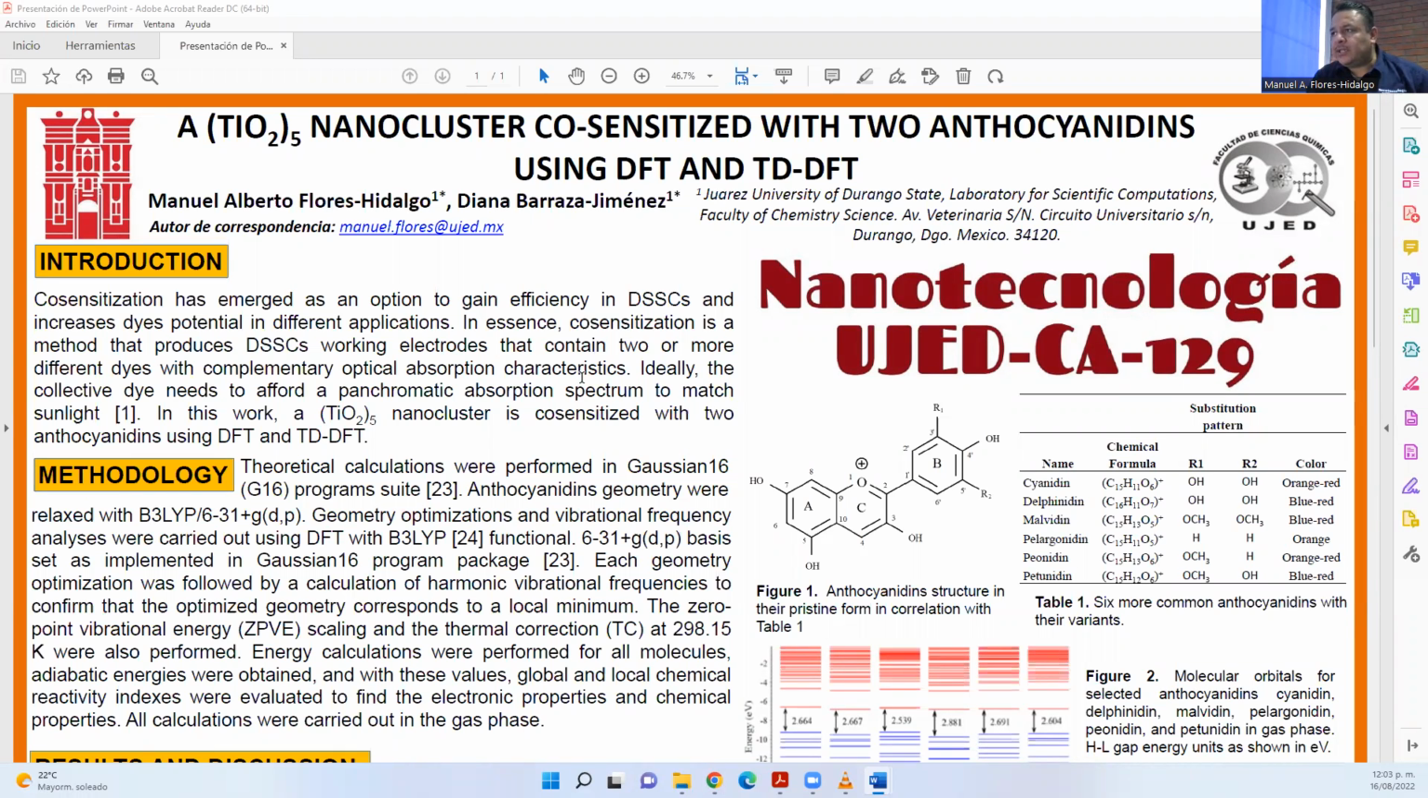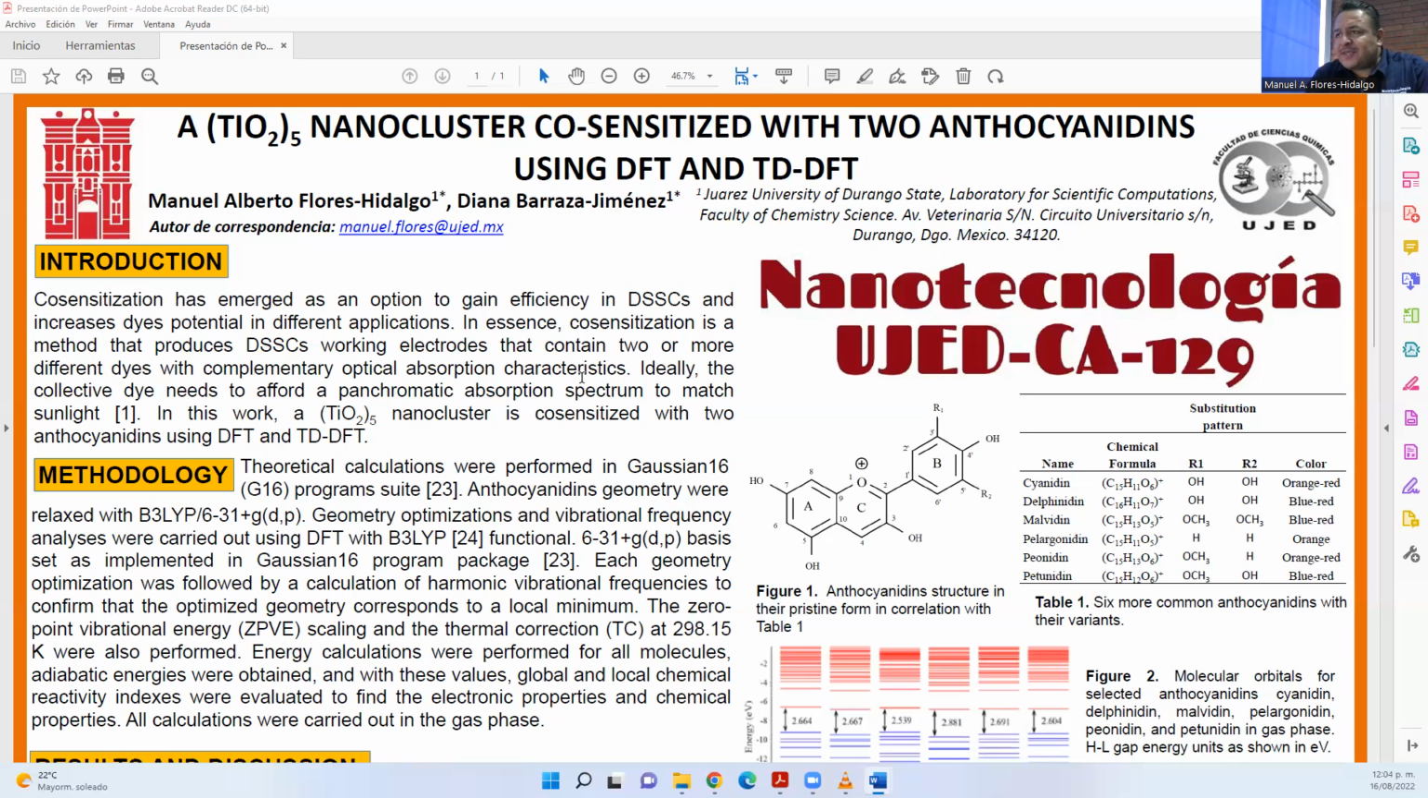I am a professor at the Juarez University of Durango State. I am located in the laboratory for scientific calculations in the Faculty of Chemistry Science in the city of Durango, Mexico. And I am here to present you this poster that will be presented in the C1 symposium of the Congress of the Materials Research Society in Mexico that is being held in Cancun this 2022. And this poster is going to be in the Symposium of Emerging Materials for Clean Energy and Environmental Remediation Applications.